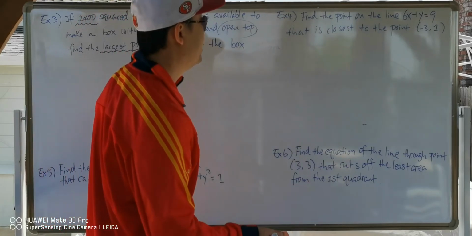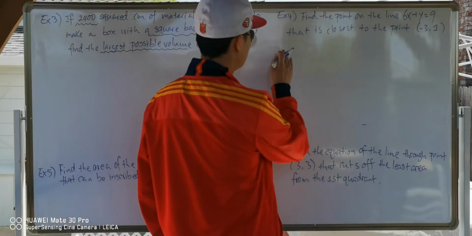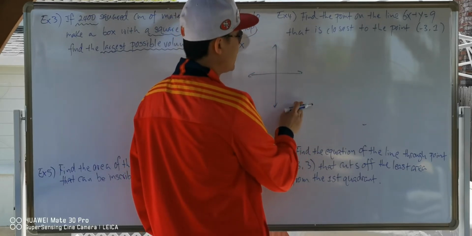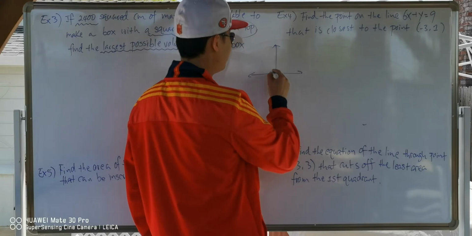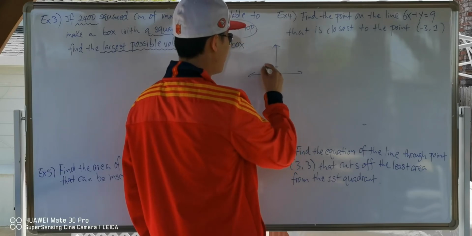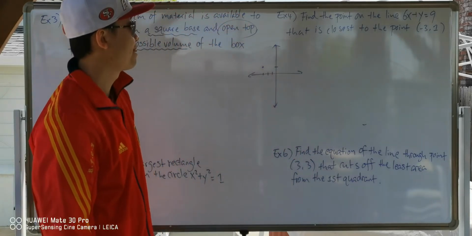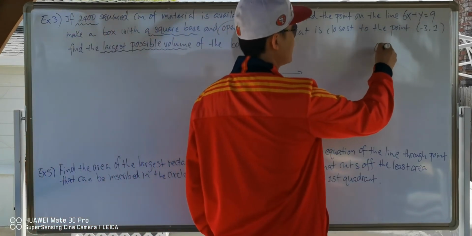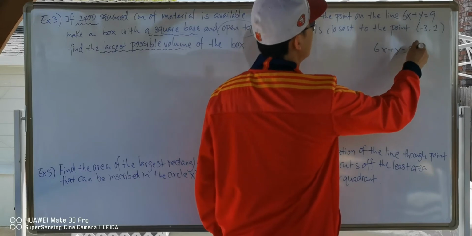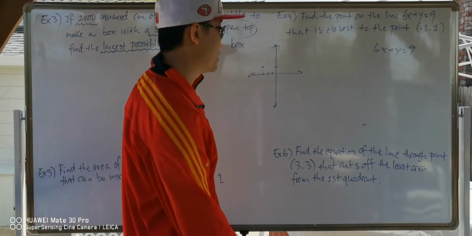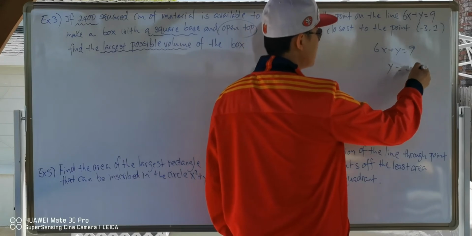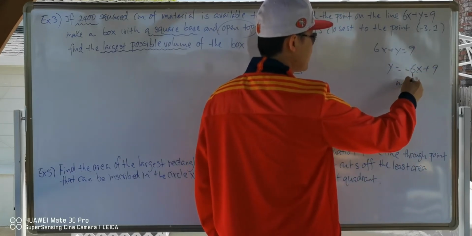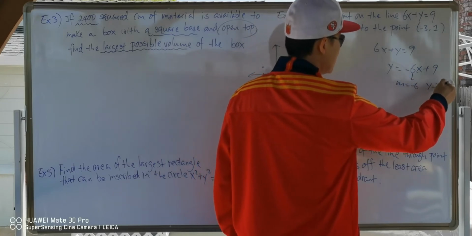One thing you want to do is sketch the graph first. We know that's the xy coordinate plane. The given point is negative 3, 1, right up here. And the equation that we have for the line is 6x plus y equals 9. So try to sketch the graph like this. You want to come up with the slope-intercept form: y equals negative 6x plus 9. That means the slope is negative 6, and the y-intercept is 9.